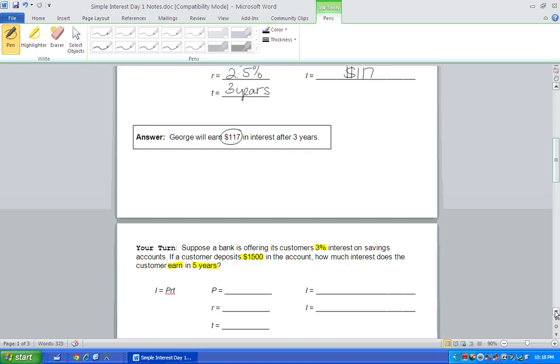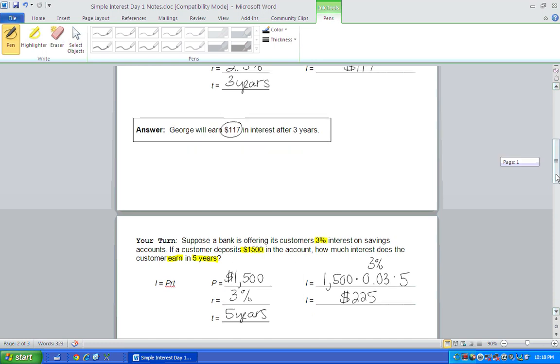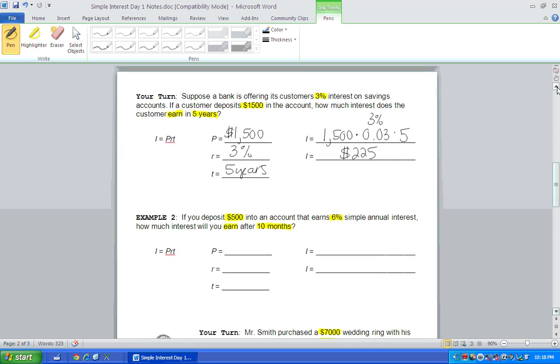Okay, let's see how you did. So the principal here is $1,500. The rate is 3% and the time is 5 years. So if you multiply the principal times the rate, 3/100 is the same thing as 3%, times time, multiplying those three numbers together, you should get $225. So for this customer, if they deposited $1,500, after 5 years, they're going to earn an extra $225 in interest.